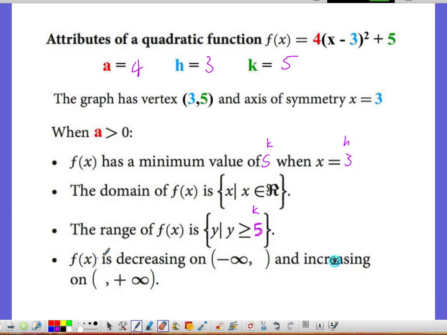And finally, the last attribute: f of x is decreasing on negative infinity to h and increasing on h to positive infinity. So h is 3 here. And that's it. Can you see how just by finding a, h, and k, we can easily find all the attributes of our function just by looking at the vertex form? That is it.